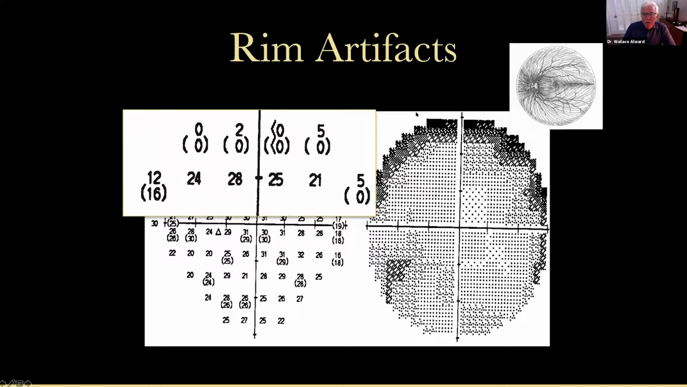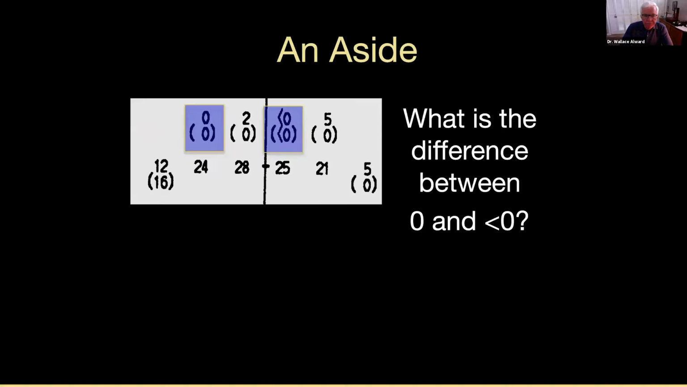The thing that should always be in your mind whenever you're looking at a visual field is what the nerve fiber layer looks like, right? So if what you're seeing doesn't fit the nerve fiber layer pattern, then you should be wondering. And this is something that once you've seen it a few times, you'll instantly recognize it as a rim artifact.